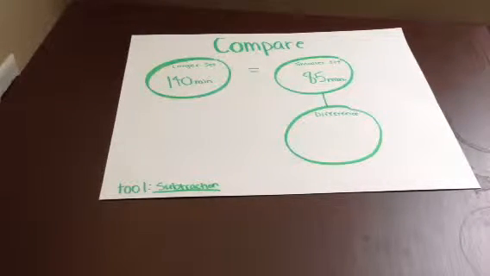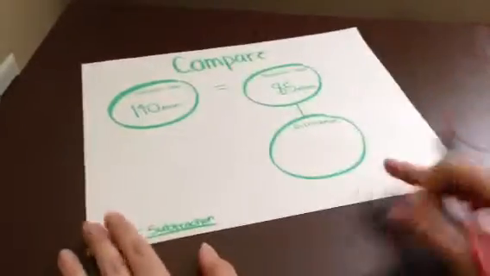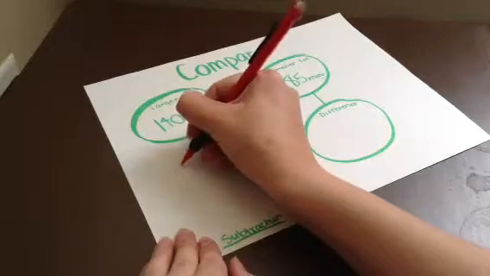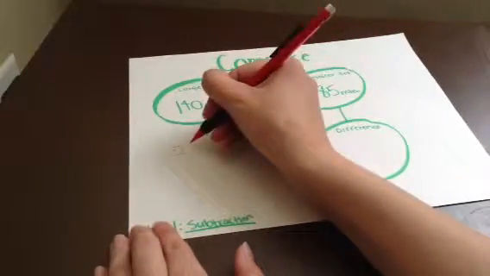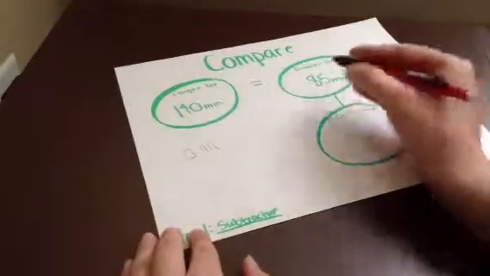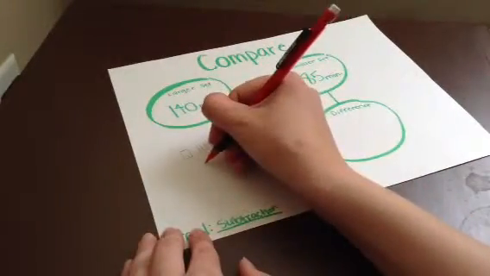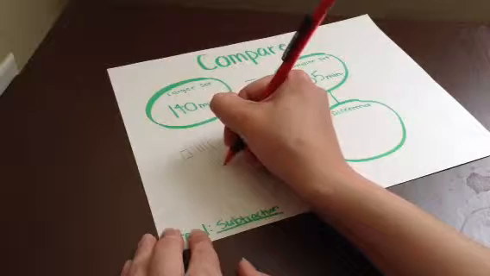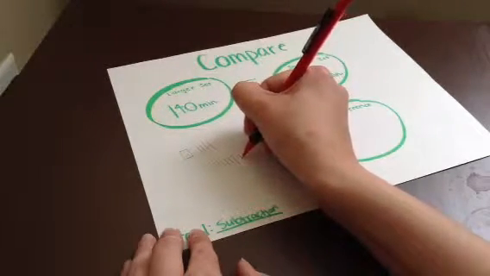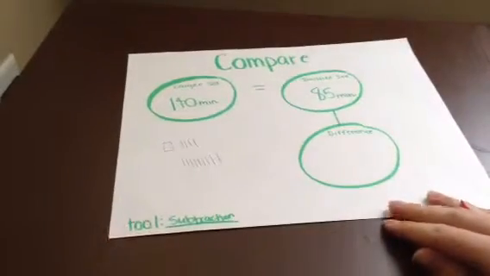Okay, so let's go ahead. And I'm going to use a pencil for this so I can erase. We have 140 minutes. So I have my flat, which is 100, and then 10, 20, 30, 40. So there's 140 represented. And then my smaller set is 85. So I have 10, 20, 30, 40, 50, 60, 70, 80, 81, 82, 83, 84, 85.